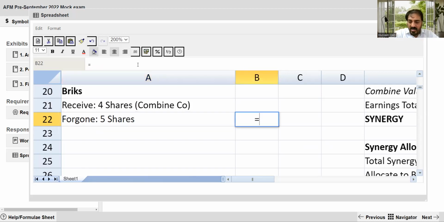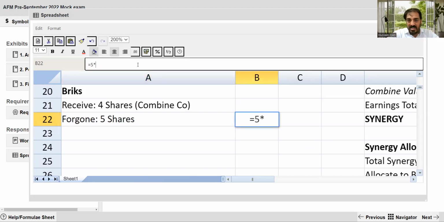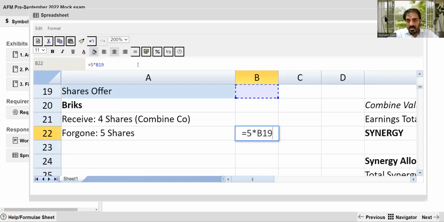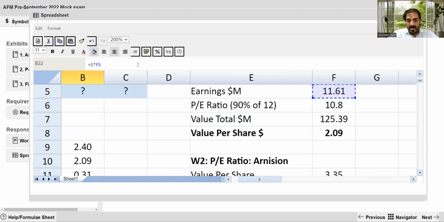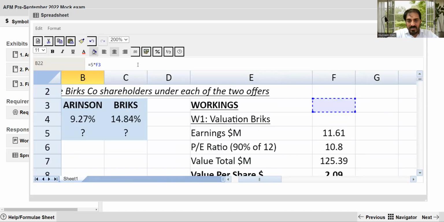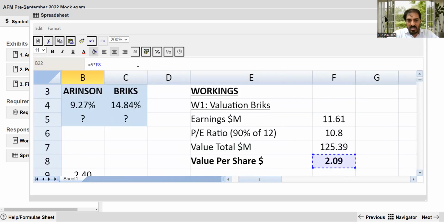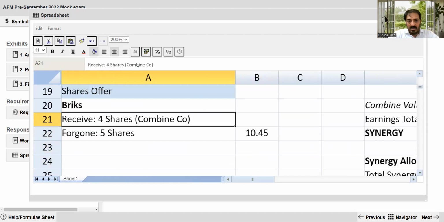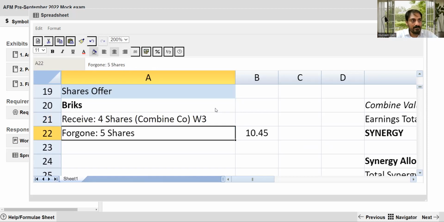So the value of 5 shares is equal to 5 multiplied by the value per share of this, 2.09. That's simple. So what is the value received? We need to make a working here. Working 3.